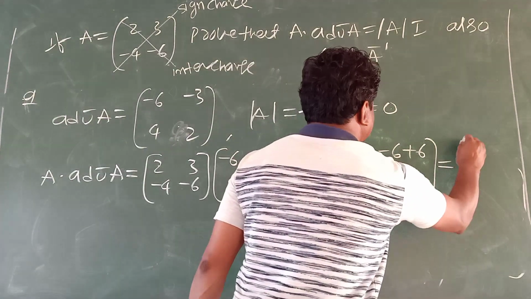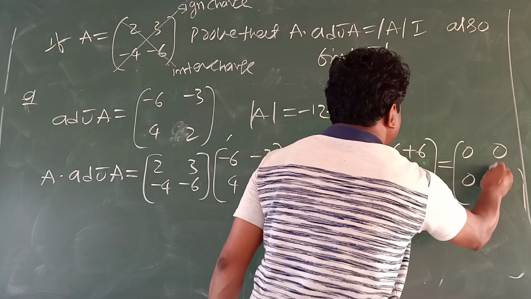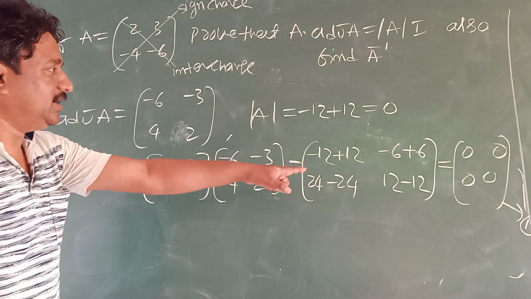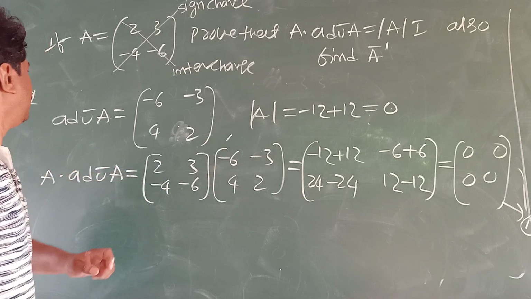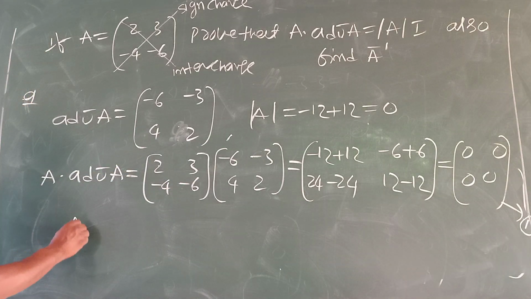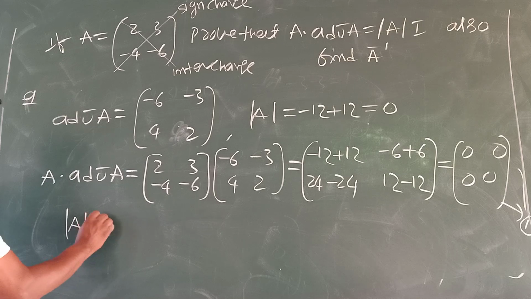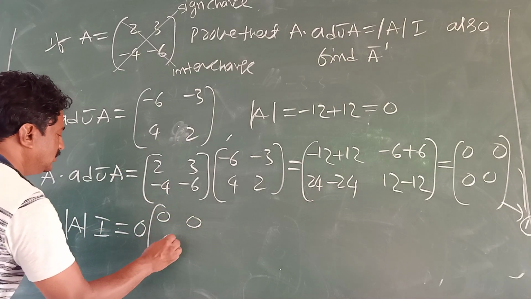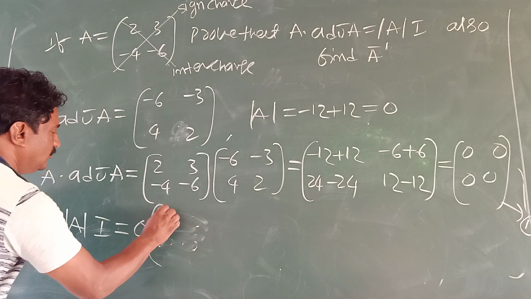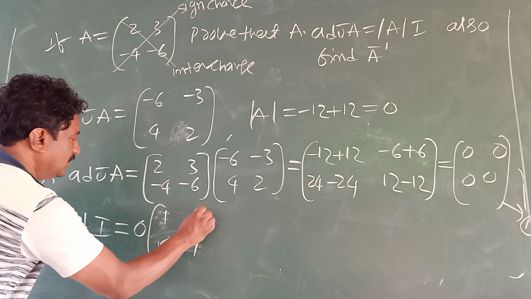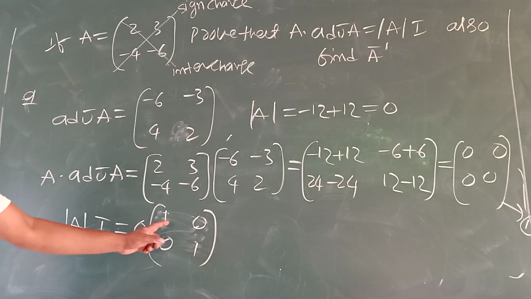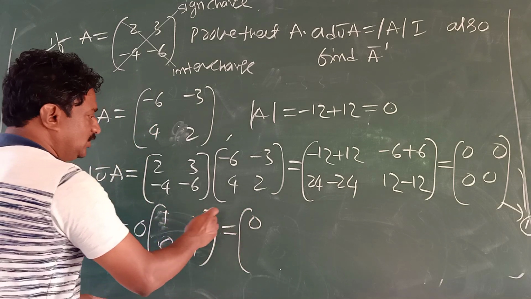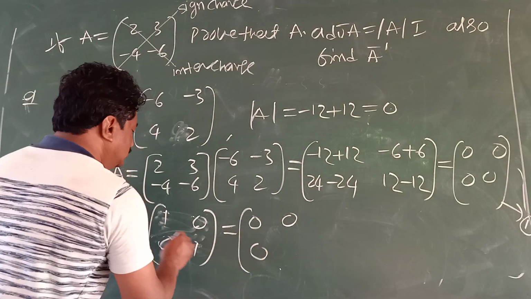That is 0 0 0 0. Yes, we are getting a null matrix. Now let us find out det A into I. What is det A? 0 0 0 0. Sorry, 1 0 0 1. So, right, multiply by 0: 0 into 1 is 0, 0 into 1 is 0, 0 into 0 is 0, 0 into 1 is 0.